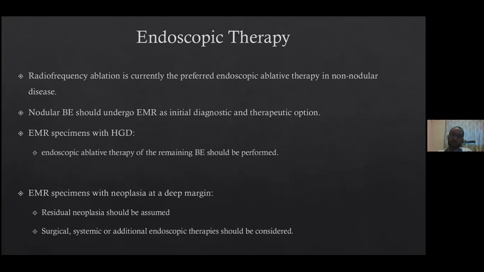In a patient who had EMR, endoscopic mucosal resection, with a specimen showing high-grade dysplasia, endoscopic ablation of the remaining Barrett esophagus should be performed. In a patient with EMR samples showing neoplasia at the deep margin, residual neoplasia should be assumed. Surgical, systemic, or additional endoscopic therapy should be considered with multidisciplinary team discussion.